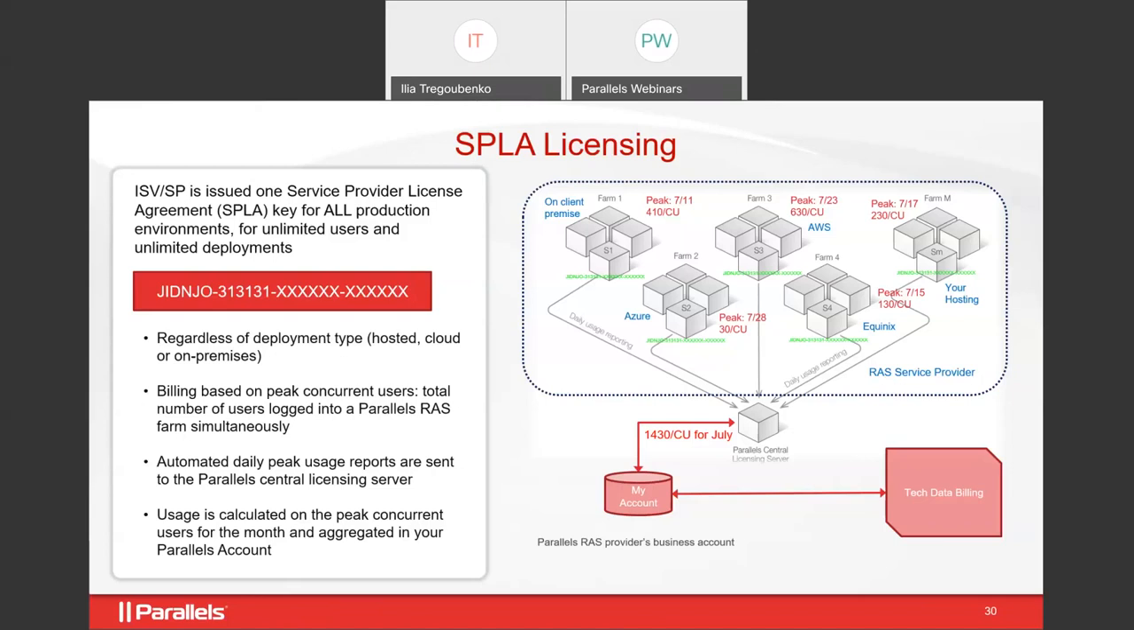To define that further, if one day you had 50 connections, another day you had 60 connections, another day you had 70 connections, and then throughout the month you always had 40 connections, we would just charge you on the 70 connections at the end of the month, which was the peak.